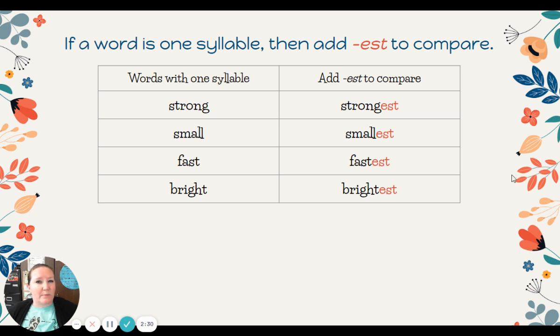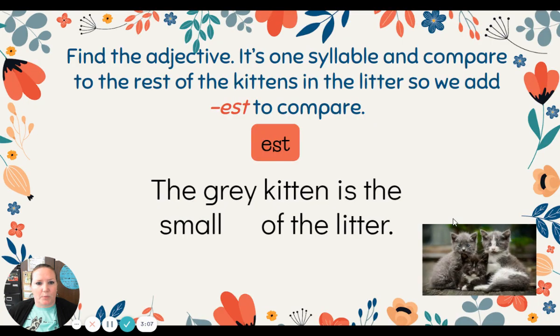All right, just like we had some rules to follow when we add ER, they are very similar for EST. If a word is 1 syllable, then add EST to compare. Strong, 1 syllable, strongest. Small, 1 syllable, smallest. Fast, 1 syllable, fastest. And bright, 1 syllable, brightest. So anytime we have 3 or more and we are comparing, you can add EST to compare with those 1 syllable words.